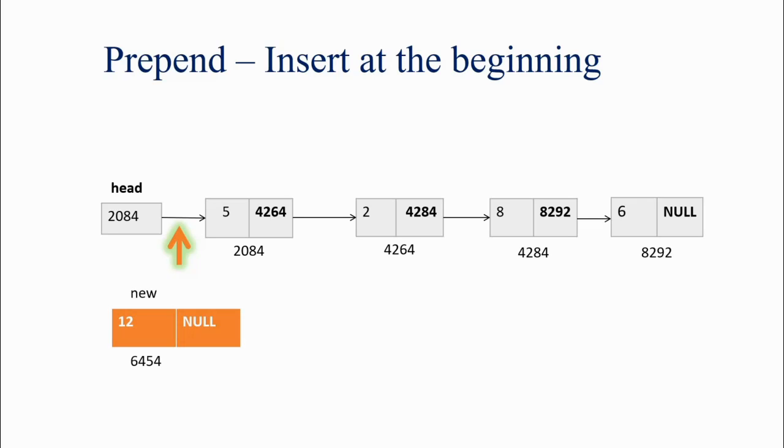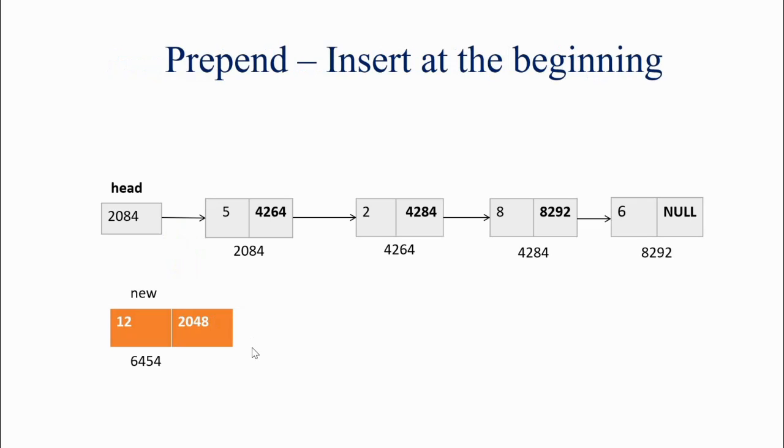First step is to create the new node. Here the node is with data 12. For new node, the next pointer will always be null. In Python, it is None. Second step is to update the next pointer of new node to the address in head. Here we have only two pointers, head and new. The new node should point to the first node in the linked list. Address of the first node in the linked list is in head. So you can say new.next equal to head. By this, the new node is linked to first node in the linked list.